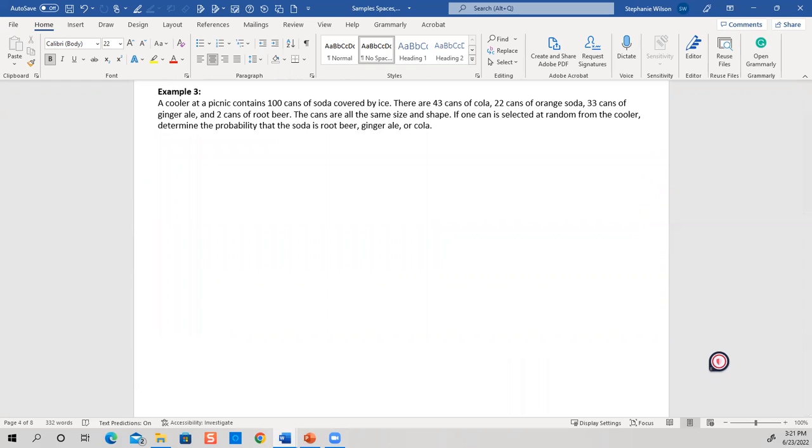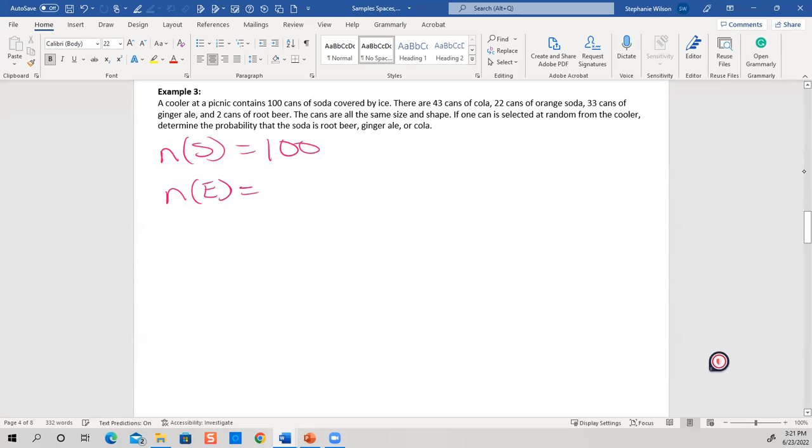Example 3. A cooler at a picnic contains 100 cans of soda covered by ice. It says we have 43 colas, 22 orange sodas, 33 ginger ales, 2 cans of root beer. The cans are all the same size and shape. If you pull one can out at random, what's the probability that it'll either be root beer, ginger ale, or cola? So let's state what our sample size is. We know that the number of elements in the sample space is 100.